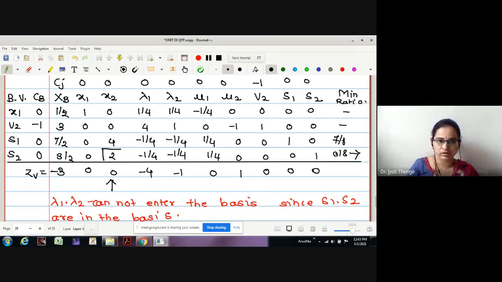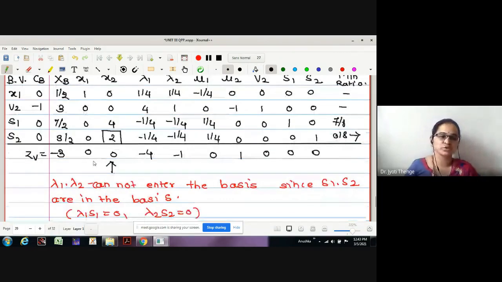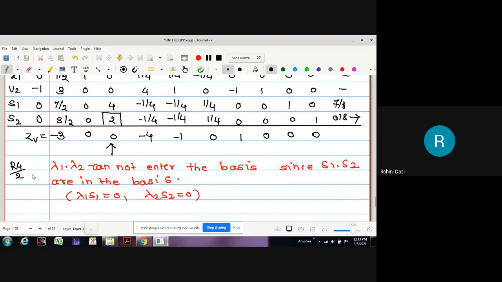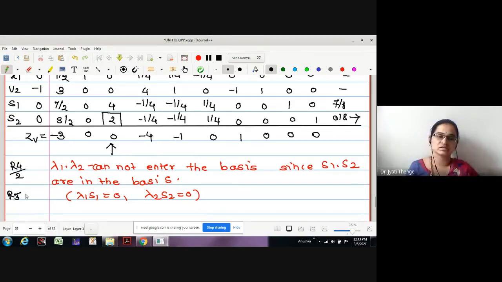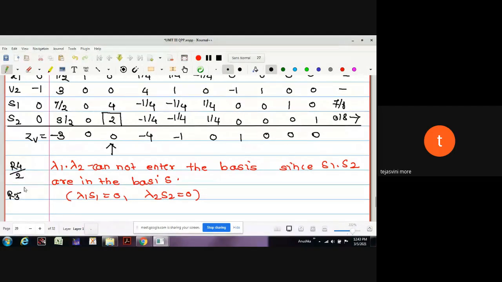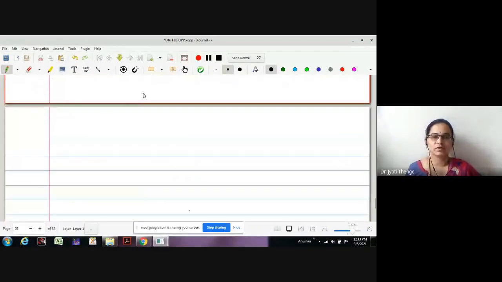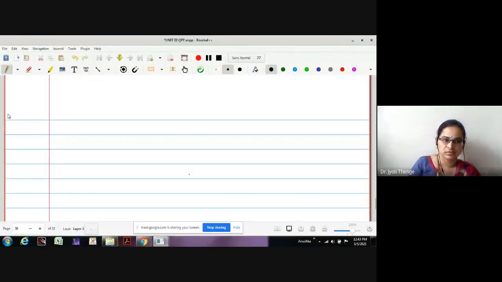Therefore, which is the pivot? This is the pivot. Right? Which row operation should be used? R4 by 2? Yes, ma'am. And R3 minus 2 R4. First two rows are as they are. Let us perform the operations. Till I write those variables, you just do all the row operations.